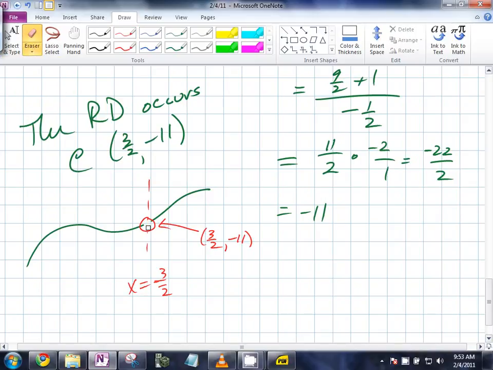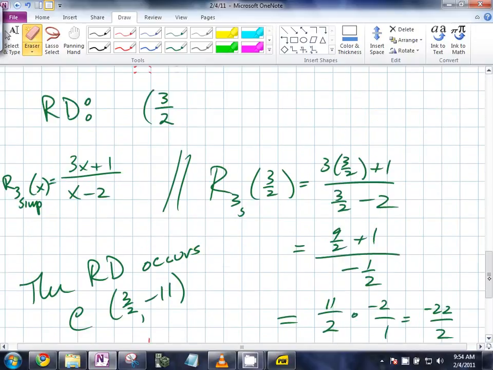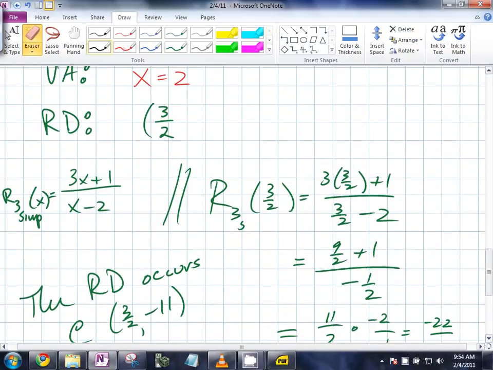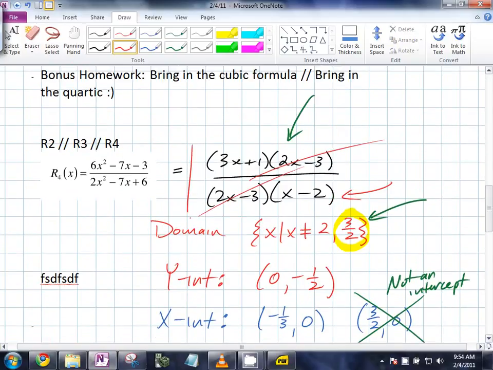Why did we plug in 3/2? We plugged in 3/2 because we want to know where the removable discontinuity occurs. We cannot plug the 3/2 into the original equation because 3/2 is not part of the domain. So we plugged it into the simplified form. Can someone tell me what is the only difference between the simplified form and the original form? We canceled out the same thing, but structurally, if I graph both of them, they'll look identical except for one point. What point is that? The removable discontinuity.